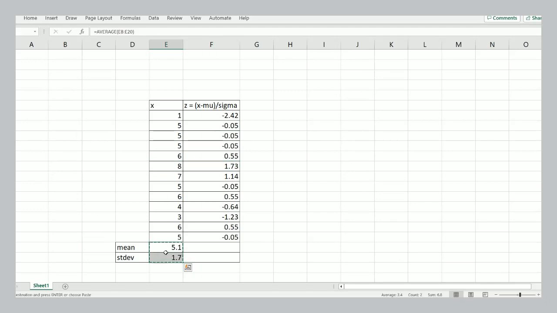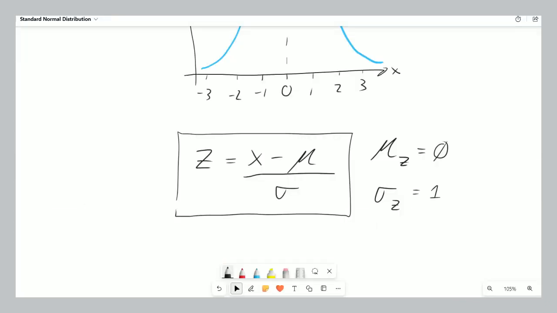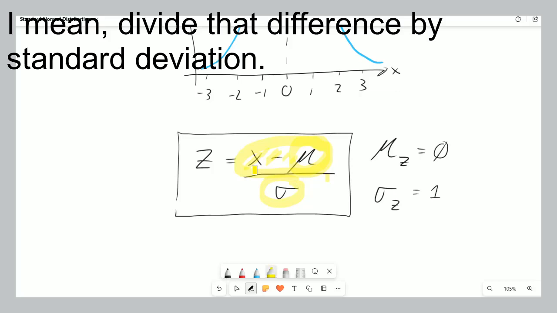And if we look at the mean value and standard deviation of our z scale, you'll notice that the mean value is 0 and the standard deviation is 1. Because in that formula, when we subtract the mean value from our value of the random variable, that's what ensures a mean value of 0, because we're subtracting the mean value from every single data point. And when we divide that difference by the standard deviation, that's what ensures that we get a standard deviation of 1 for our z random variable.